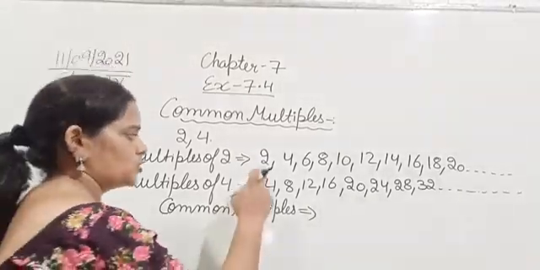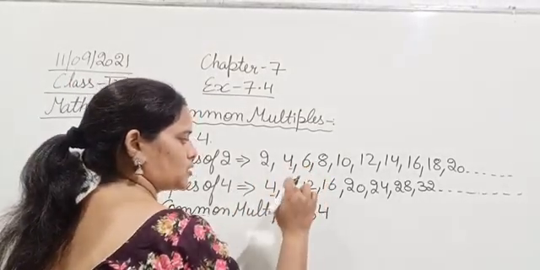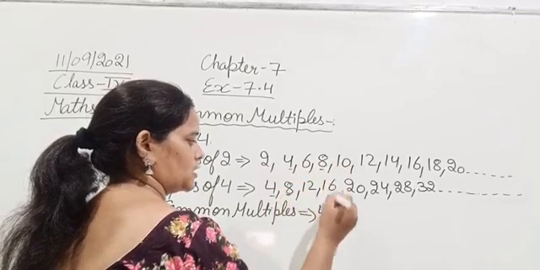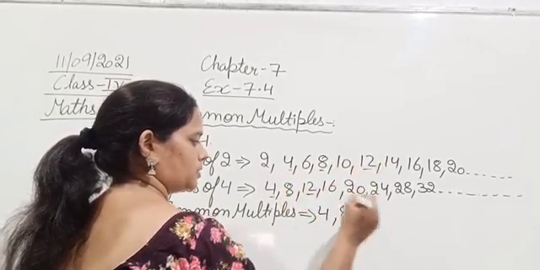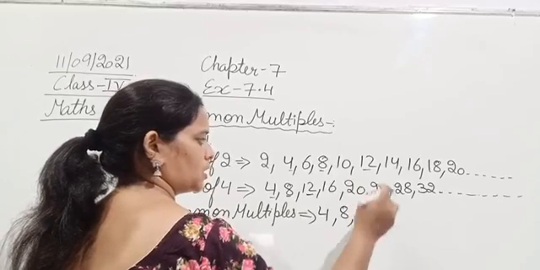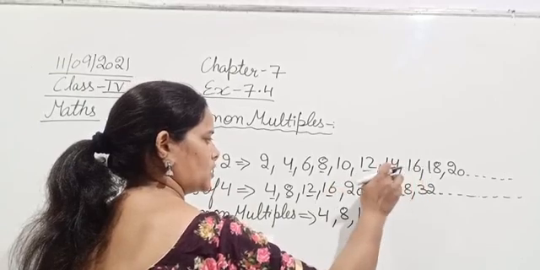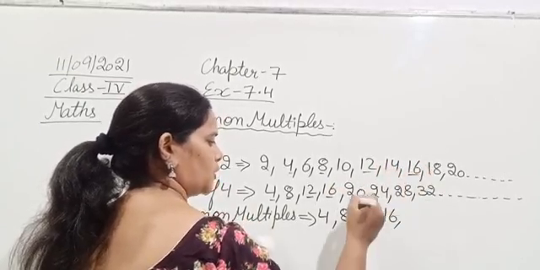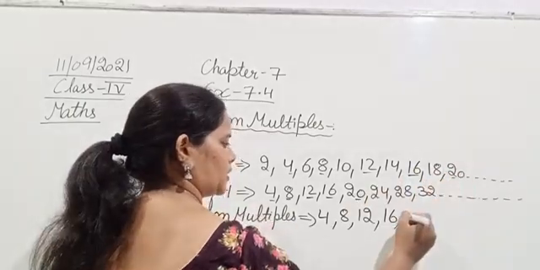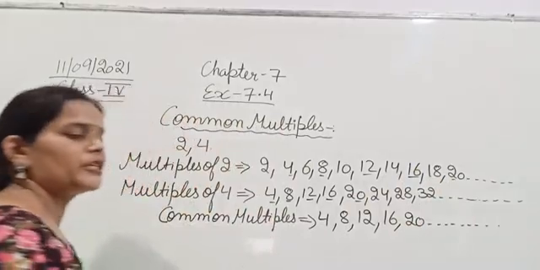Okay, so the number which is the multiple of both, they are common multiples. Like देखिए 2 is here, no. 4 is here, 4 is here, 4. Then 6, no. 8, yes, 8. Then 10, no. 12, 12. 14, no. 16, yes, 16. Then 20, 20. And after this common multiples में भी हम we just put like this.